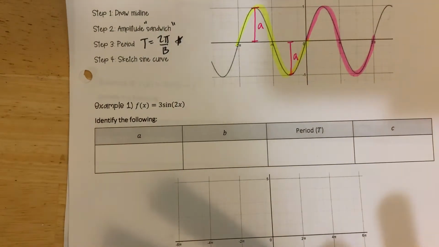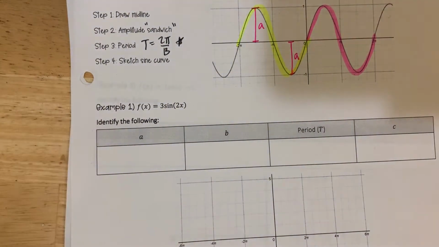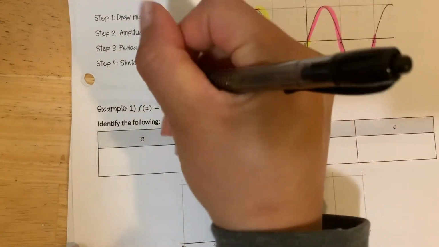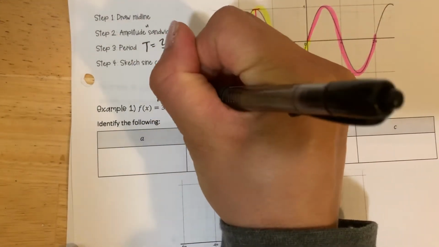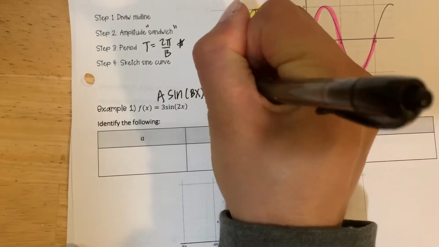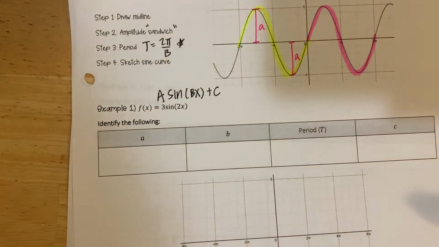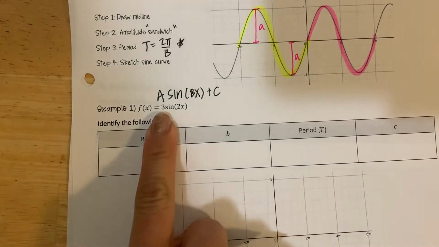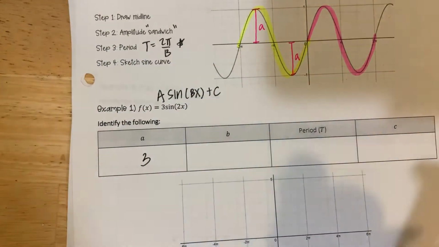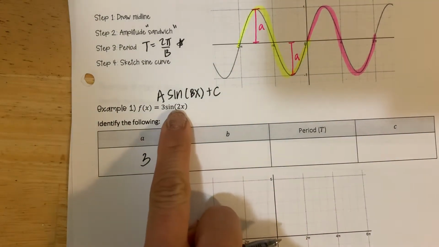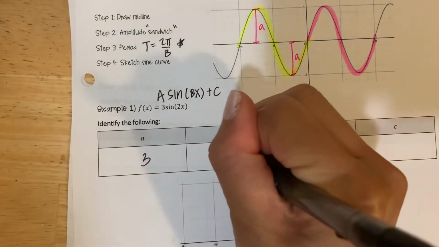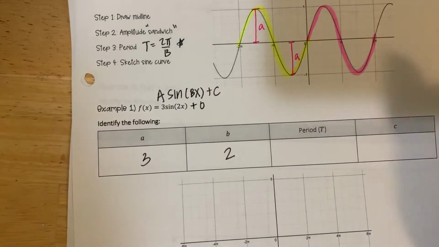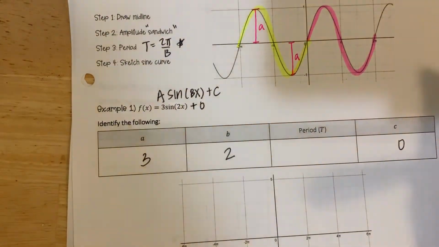We have f of x equals 3 sine of 2 of x. Right above it, I'm going to write the general equation of a sine, which is a sine bx plus c. The first thing we're going to do is find the a, b, and the c values. If you look here, the a value is 3. The b value is that number in front of that x, which is 2. And then that c value, notice here there's nothing there. So that is just 0.